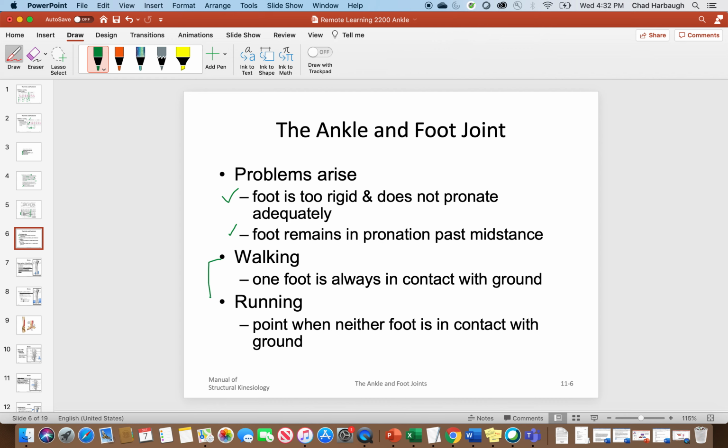So the difference between walking and running is very noticeable. Walking, you're always going to have one foot in contact with the ground. You'll be transferring your weight fully over to that foot. And in running, there's a point where neither of the feet are in contact with the ground. So you're using more of that potential energy as you're running, whereas walking is definitely more controlled. So if you're going to fix someone's walking, it is going to be completely different from trying to change someone's running style.